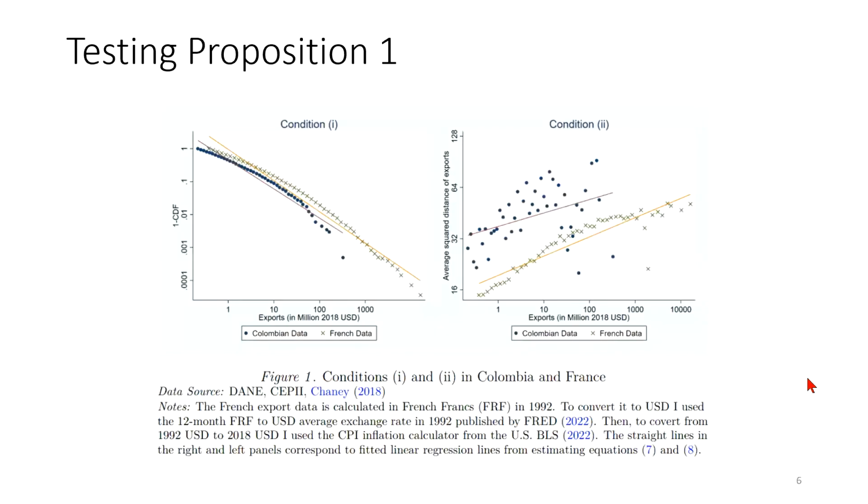No, it's both. I think that's explained a little better with this graph. You see here that first, the slope of the shape parameter in the Colombian data is smaller than what it should be according to the model. But then when I also do condition 2, we see that all those large firms are not exporting to long distances.